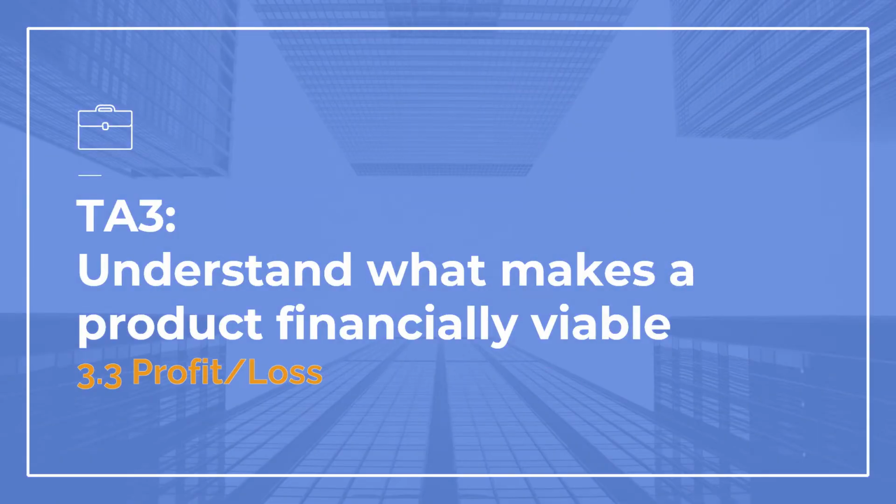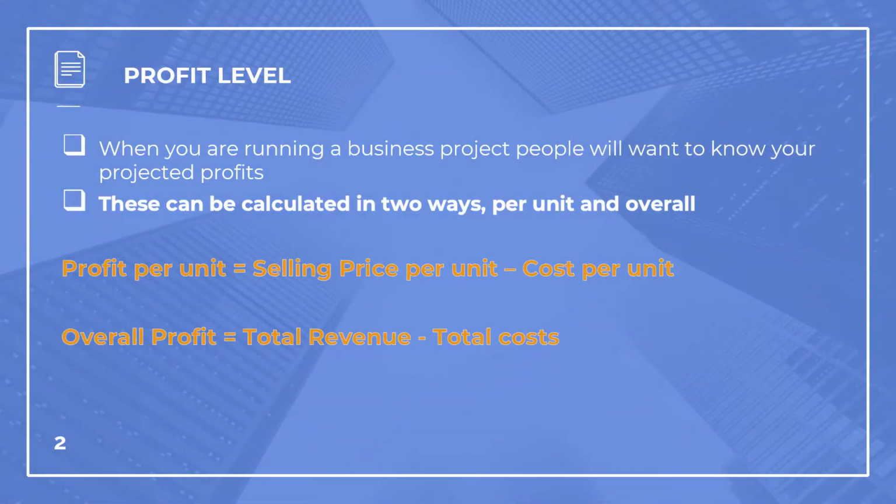This video is for topic area 3, understand what makes a product financially viable. This is 3.3, profit or loss. For profit level, we need to use two different formulas to calculate. Essentially, this is one of the most important things to know as a business, is how much profit or loss you are going to make.